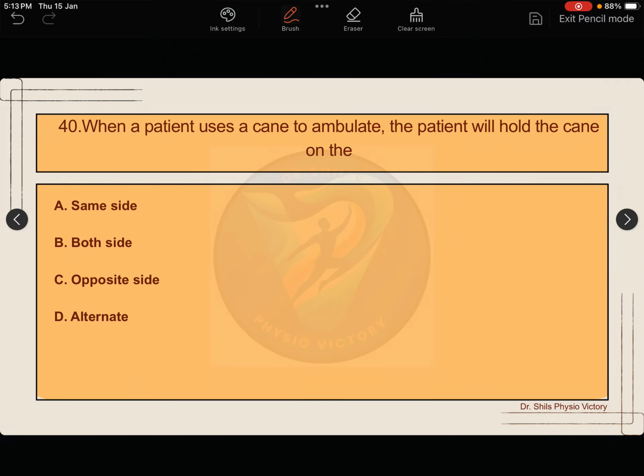Next, come to question number 40. When a patient uses a cane to ambulate, the patient will hold the cane on the option A, same side, option B, both side, option C, opposite side, option D, alternate side. Here, the correct answer is option C, opposite side. Holding the cane on the contralateral side to the affected leg provides support during the swing phase, reducing weight on the weaker side and improving balance.